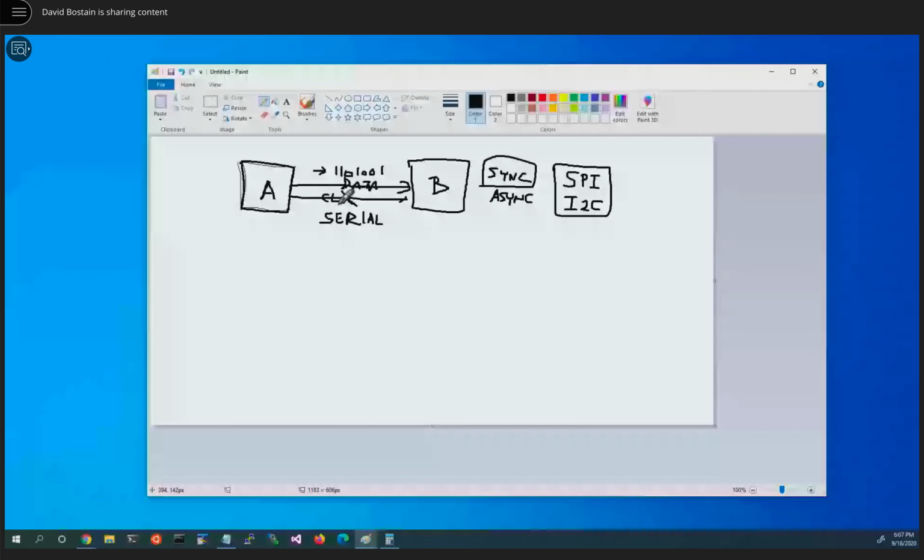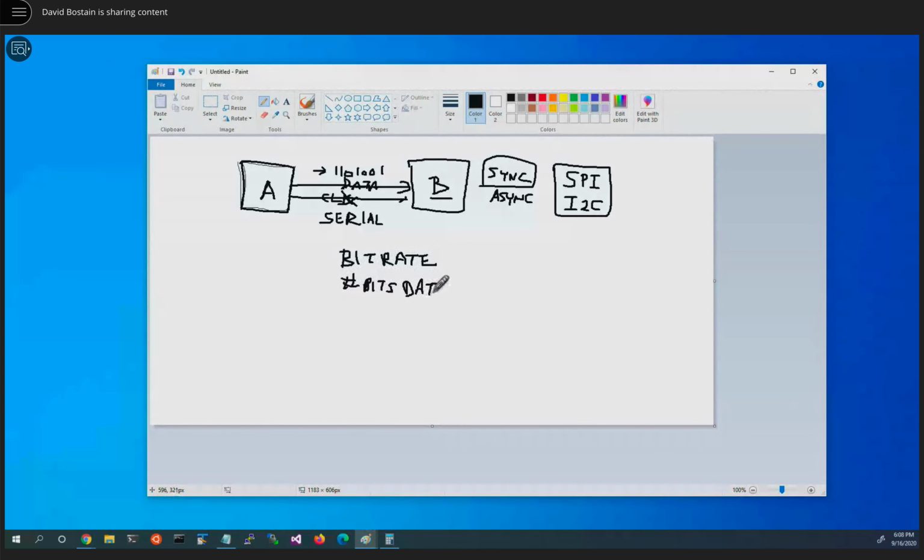If we don't have the clock, however, and we only send the data, how would B know when it's supposed to read the data? Well, we have to build a contract between us and them that says we need to know what the bit rate is. How fast is the data being sent? Secondly, we have to agree on how many bits of data there are. So the number of bits of data.